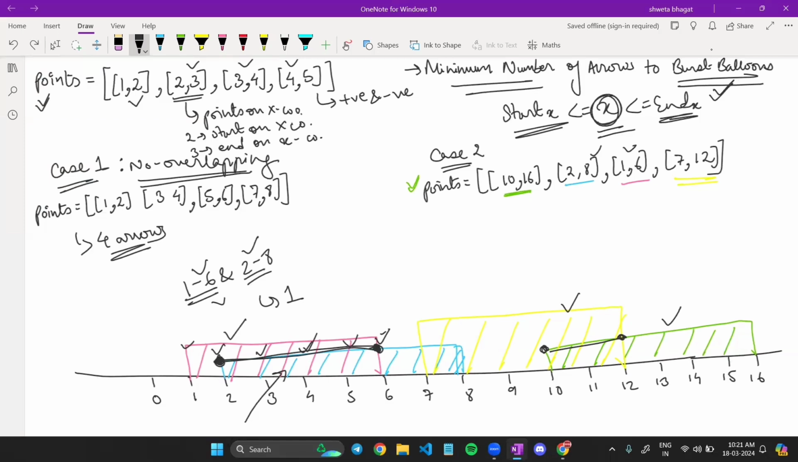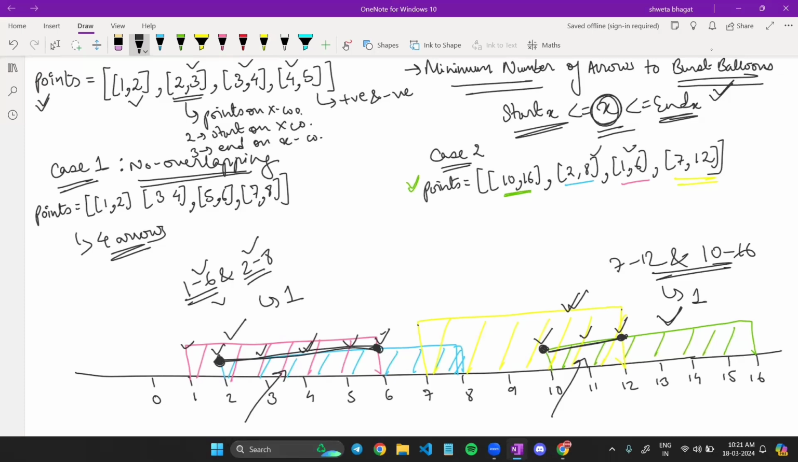It means that if we shoot an arrow from 10 to 12, that is, at either point 10 or 11 or 12, then we will be able to burst two of the balloons. And which are those two balloons? The first one is from 7 to 12, and the second balloon is from 10 to 16, correct? So how many arrows will we require to burst these two balloons? We will require only one arrow.